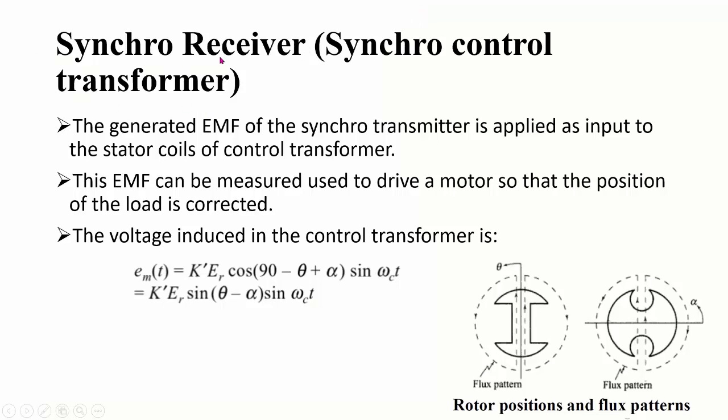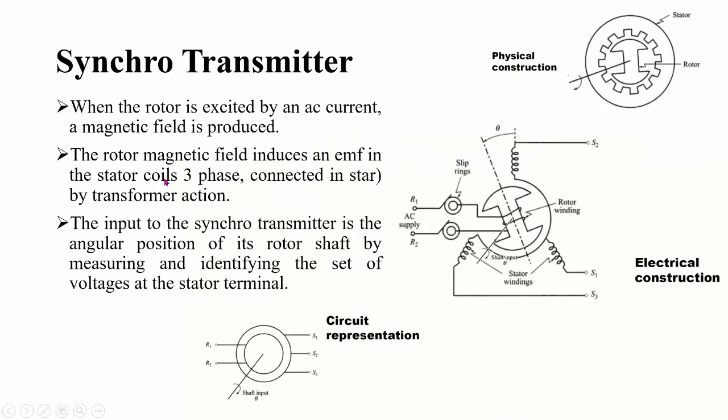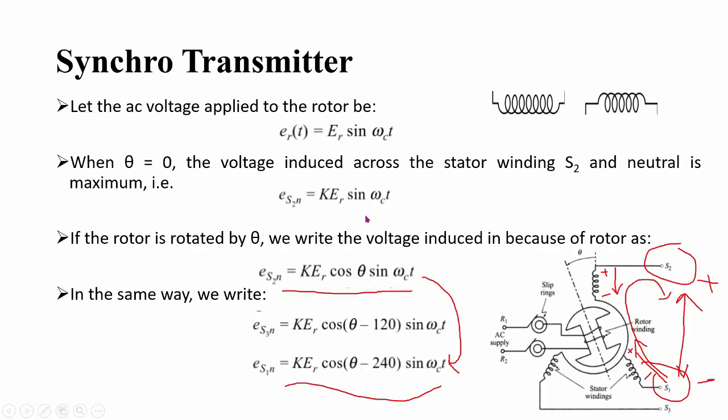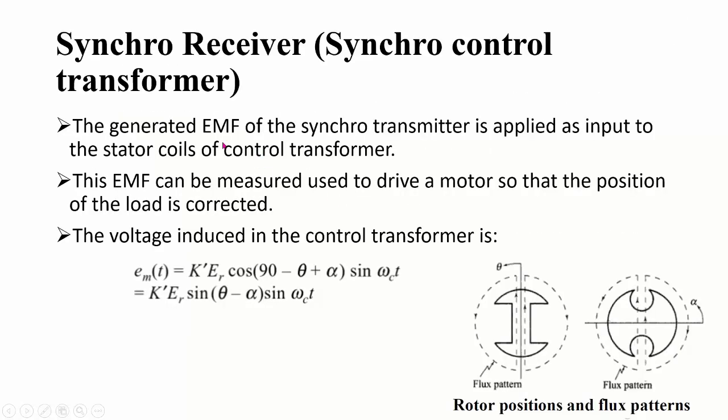So if we talk about the synchro receiver, the second part of the synchro, it's a combination of transmitter and receiver. The synchro receiver is also called a synchro control transformer. The generated EMF of the synchro transmitter is applied as input to the stator coil of the control transformer. So this is what I showed over here. We first induce the voltages in the stator coils of the transmitter, and then we feed these voltages to the stator of the receiver. So when you do this, you are feeding the voltages from the transmitter to the receiver.